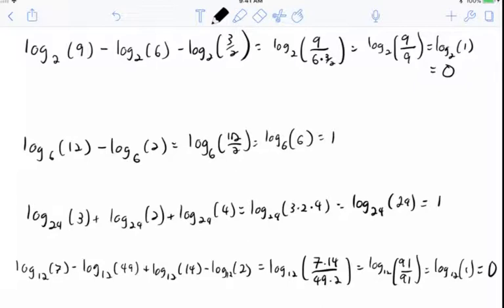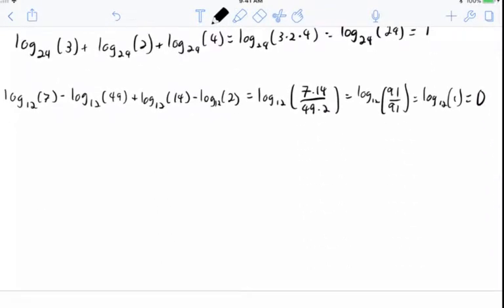So this particular attribute is a pretty useful aspect of logs, but this isn't the end of it. Logs have a different algebraic property.